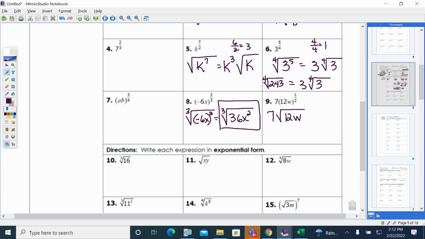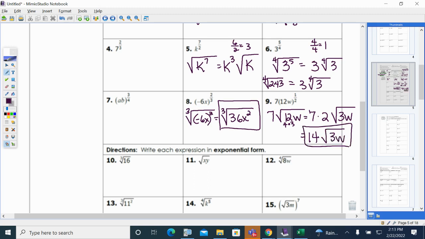Now, can I simplify that? Now remember the understood index here is a 2 because that was the denominator. Is there a perfect square hiding out that's a factor of 12? Well, 12 can be rewritten as 4 times 3. And the square root of 4 is a 2. So I'll have 7 times 2 times the square root of 3w. So I have for my final answer here 14 times the square root of 3w.